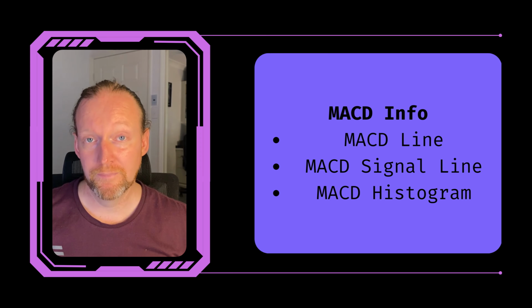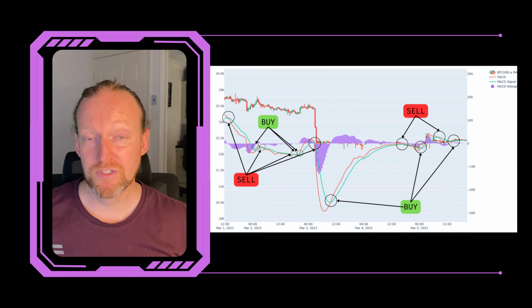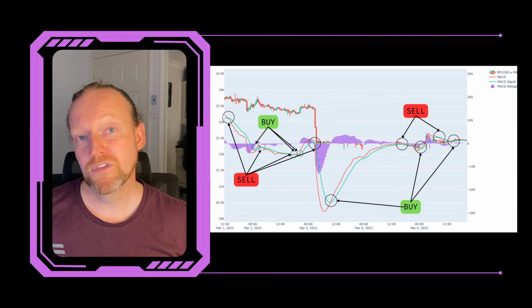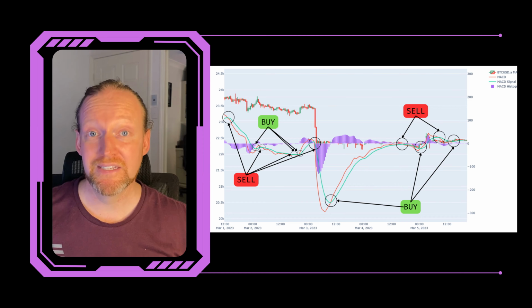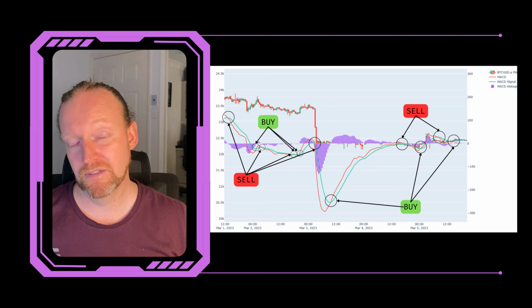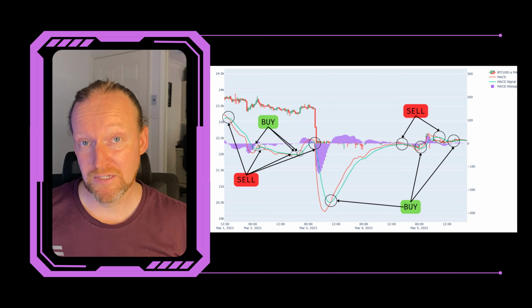However, for today's strategy, the MACD crossover strategy, we'll be looking at the MACD line and the MACD signal line. Effectively, what we want to do is to generate buy and sell signals depending on when they cross each other. When the MACD line crosses below the MACD signal line, we will generate a sell signal. And when the MACD line crosses above the MACD signal line, we'll generate a buy signal.